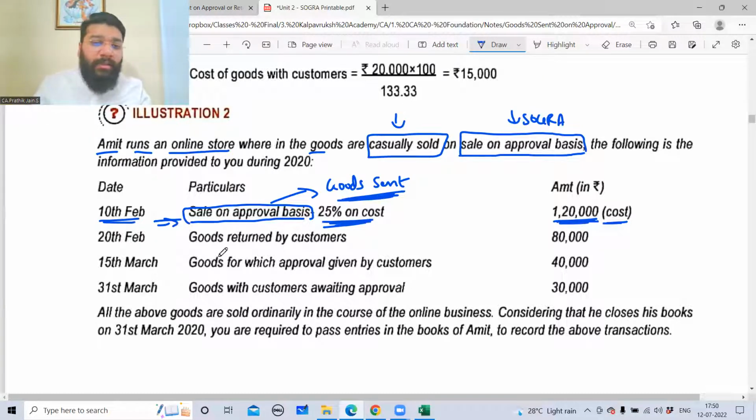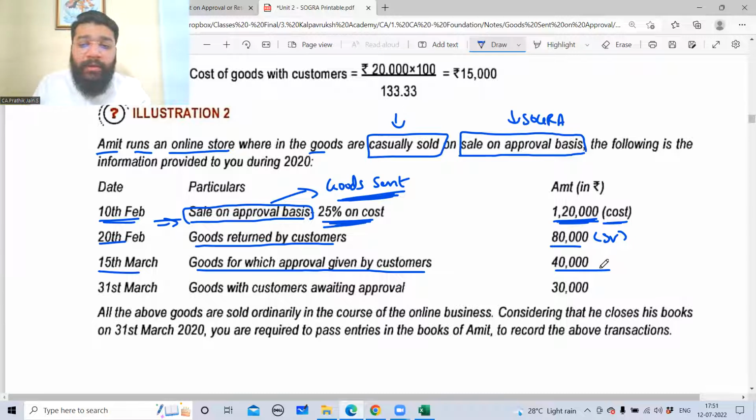Correct? Next, on 20 February, goods returned by customer worth 80,000 rupees. In brackets, cost is not given. If cost is not given, then what is this? Sale value. On 15th of March, goods on which approval was given by customer, 40,000. To the extent of 40,000 rupees sale value, the acceptance has been given. On 31st of March, goods with customer awaiting approval, 30,000 rupees. To the extent of 30,000 worth of goods, the approval has not yet come.